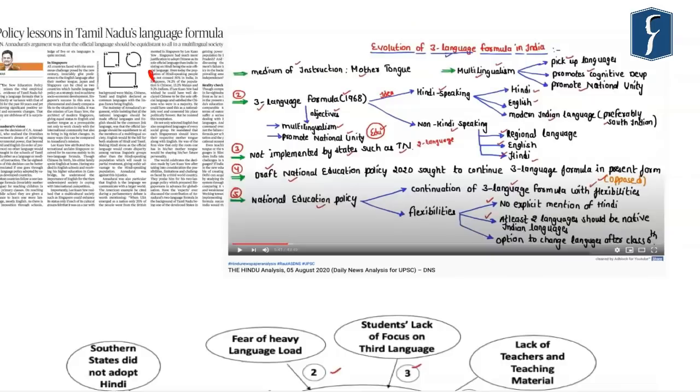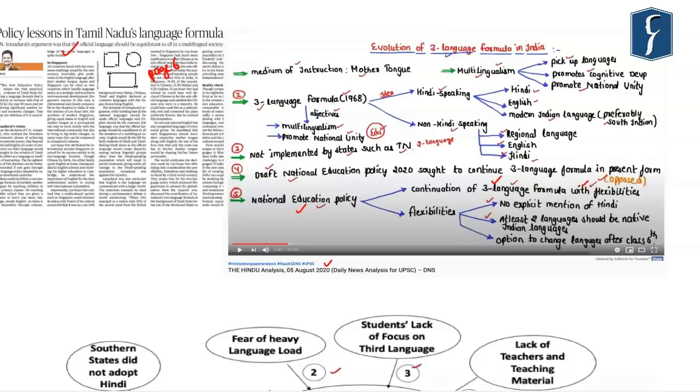Now the next article appears on the editorial page number 6 and is titled Policy Lessons in Tamil Nadu's Language Formula. Choosing a language as an official language or a language for a medium of instruction in a school is always challenging in a multilinguistic and multicultural society such as India. Now, in our DNS dated 5th of August 2020, we had highlighted that the newly adopted National Education Policy has decided to continue with the three-language formula with certain amount of flexibilities.